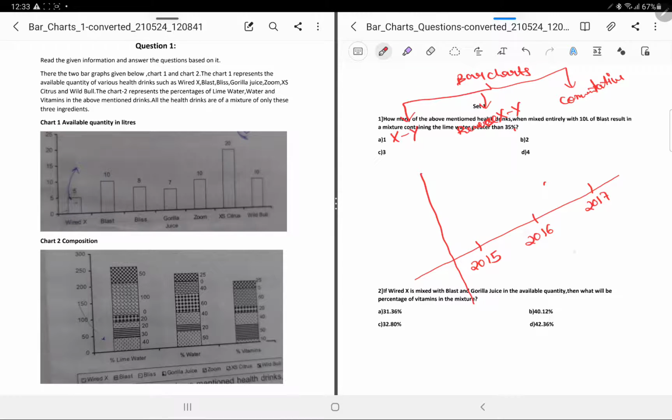Say there is a farmer who produced different types of crops. The entire quantity of the crops that he produced was 100 kg in 2015. In 2016 it was 200 kg, and in 2017 it was say 400 kg. So the cumulative graph would show this, the entire production of the crops.